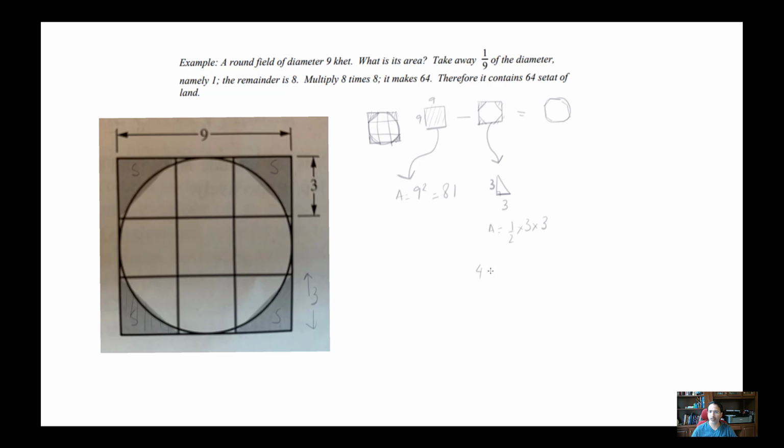So 4 of these triangles will have an area of 4 times half times 3 times 3, which is the area of one of these triangles. If you do the math here, this is just 2 times 9, which is 18. So in this case, it would be the number 18. And if you subtract this from 81, what we are left with is 63, which is very, very close to the number 64 that the Egyptians came up with.